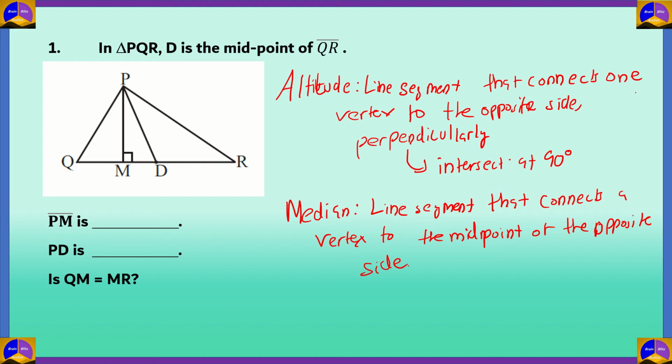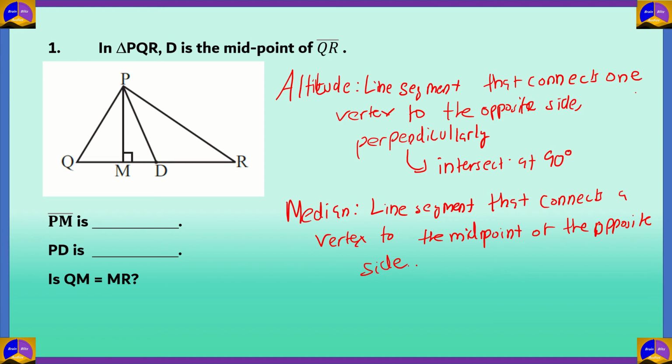Now, the midpoint is what we get if we divide one of the sides by 2. For example, a side is 6 centimeter. If we divide by 2, it's 3 centimeter. So at 3 centimeter, if we put a point, that would be the midpoint of that side. So the line segment that connects the vertex to the midpoint of the opposite side is called the median. Now, let's look at the questions.